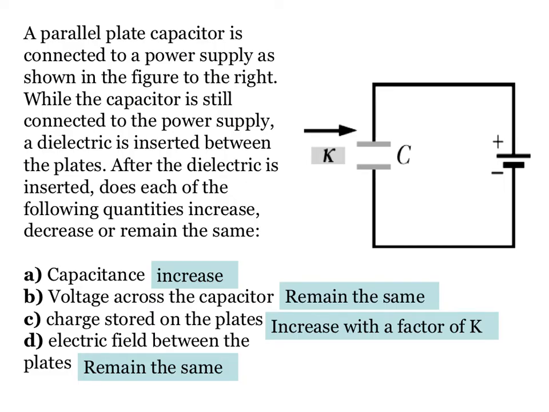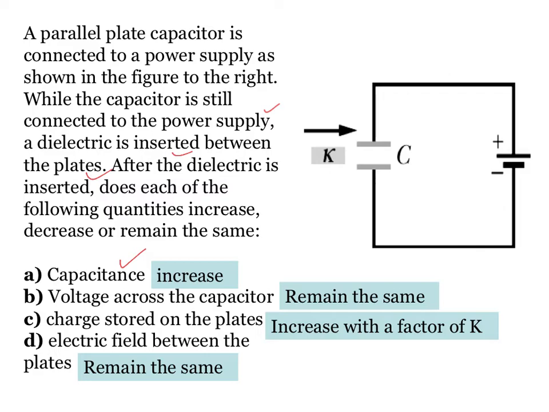Okay, so let's test our concept with this question. The capacitor is still connected to the power supply when dielectric material is inserted between the plates. So after the dielectric is inserted, does each of the following quantities increase, decrease, or remain the same? When you put the dielectric material, your capacitance will definitely increase, because your D, the distance between the two conducting plates, decreases. And when you connect to the power supply, your voltage will definitely be constant.